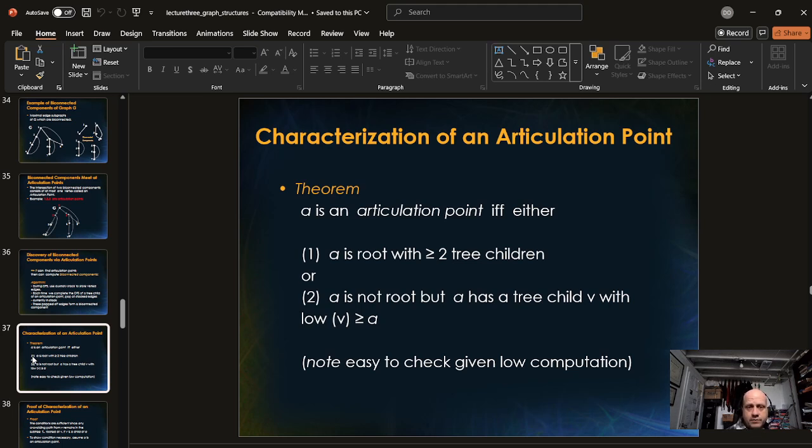Characterization of an articulation point. Here A is an articulation point if either, number 1, A is a root with greater than or equal to 2 tree children, or number 2, A is not a root but has a tree child V with low(V) greater than or equal to A. And one can note this is easy to check given the low computation.